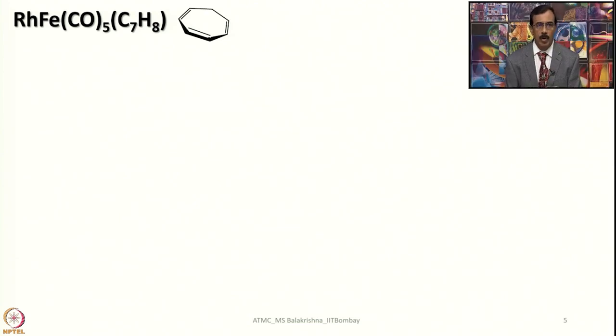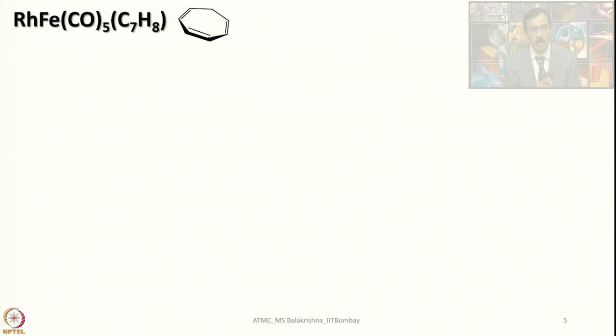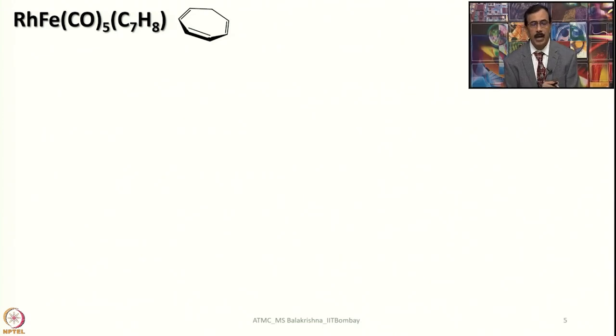Now, another interesting one is there. RhFe(CO)5(C7H8), and C7H8 I have also shown here, cycloheptatriene. Now, if a system like this is there, you should assume that there is a metal-metal bond. And now, one metal-metal bond is there, but what is interesting is this group is sharing its electrons with both rhodium as well as iron depending upon how many electrons are needed for each one.